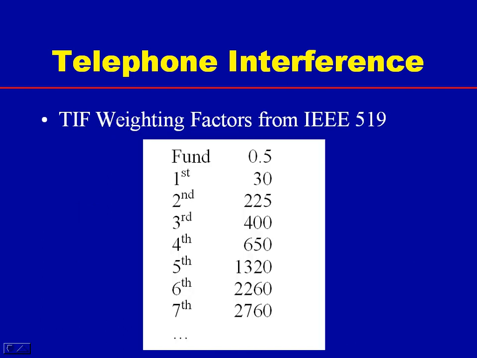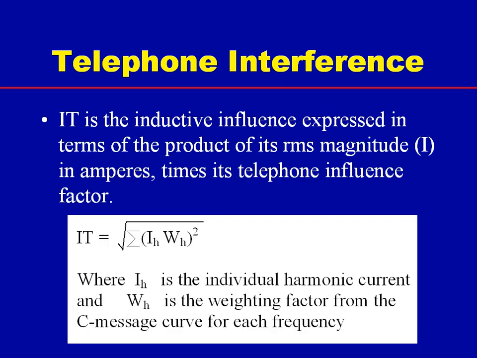The telephone interference weighting factors are published in the IEEE 519 standard and were derived from empirical tests. Another measure of possible telephone interference is the inductive influence, which is calculated from the current at each harmonic order and the associated telephone influence factor for the harmonic order.